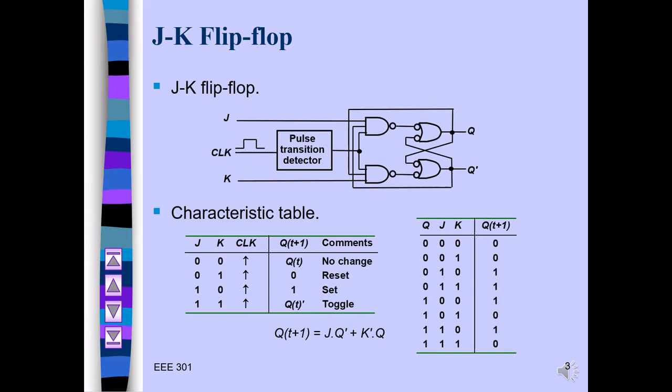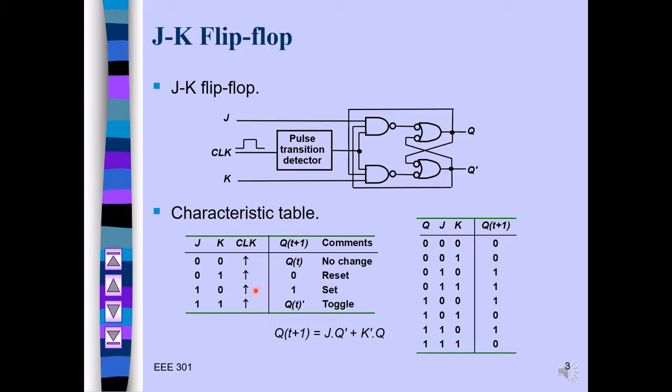So this is a typical representation of the JK flip-flop. You have J and K as inputs. This is your NAND latch. This is your pulse transition detector, which is detecting the pulse, whether it is a positive edge or a negative edge. And this is your characteristics table.